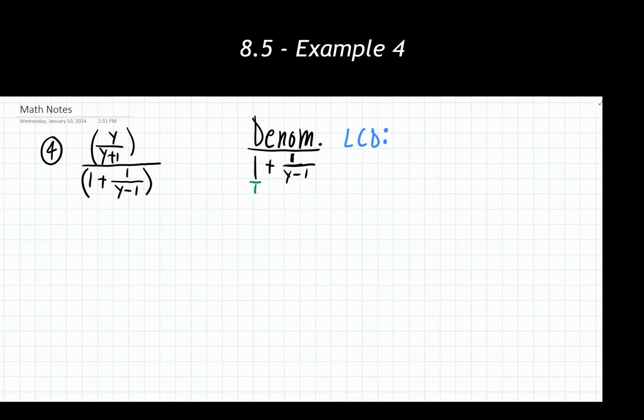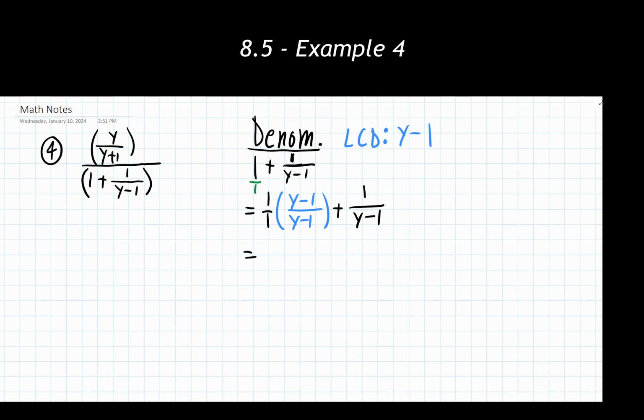So the lowest common denominator between 1 and y minus 1 is going to have to be y minus 1. Now, just like we've done with all of our previous problems, I'm going to need to modify this thing. So the first rational expression is going to get multiplied by y minus 1 over y minus 1. The second part already has that denominator of y minus 1, so it doesn't need to get modified at all, and it's just going to stay exactly as it is.